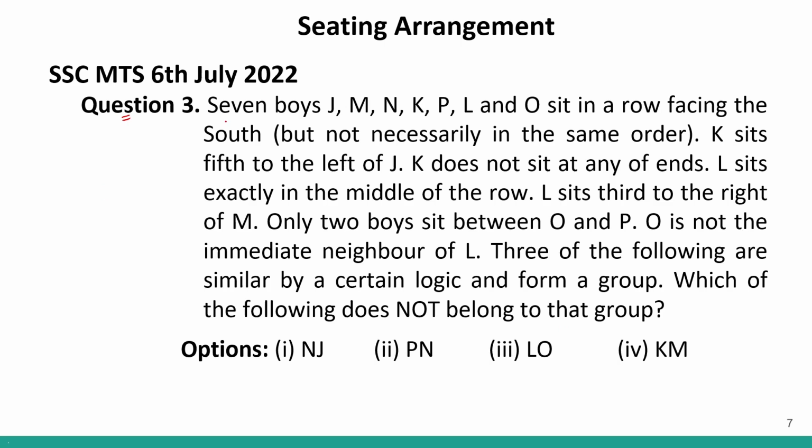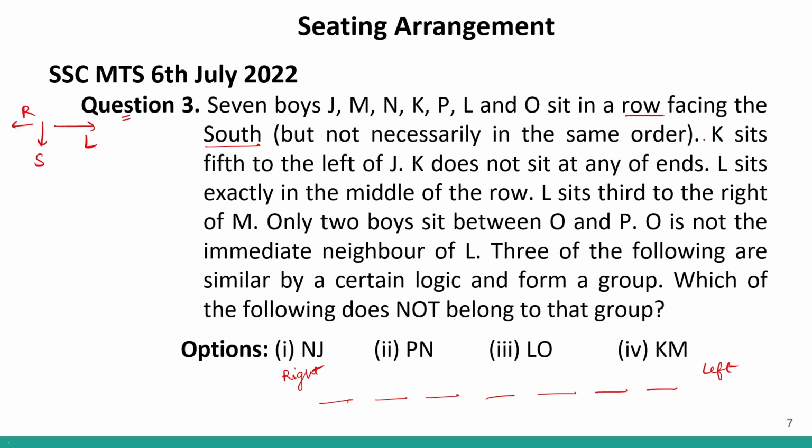Question number 3 says that there are 7 boys, J, M, N, K, P, L and O, and they sit in a row facing the south, but not necessarily in the same order. So 7 boys, 1, 2, 3, 4, 5, 6, 7, facing the south. That means this direction, they're facing the south. So if I'm facing south, this will be my left and this will be my right. So this will basically be the right end and this will be the left end. Correct? If I'm facing south, this is how the directions will look.